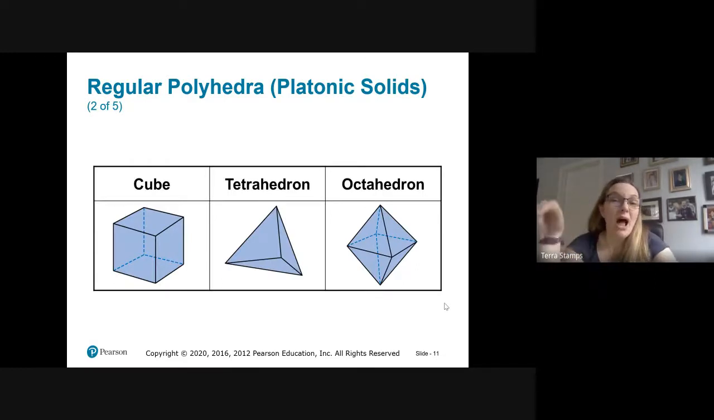These regular polyhedra are called the Platonic solids. They're named after the philosopher Plato. So we have the cube that is made up of all squares. We have the tetrahedron, also known by its friends as the triangular pyramid. We have an octahedron that's made up of all triangles, all congruent triangles.